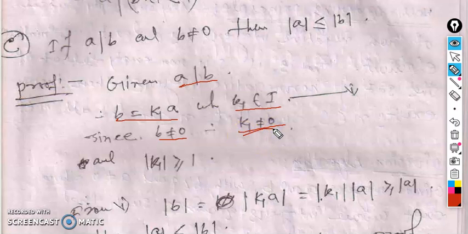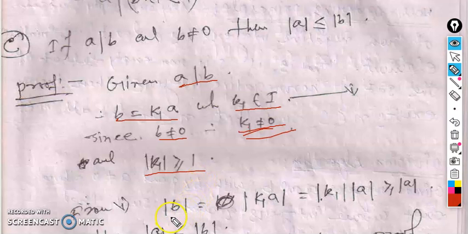Okay, the quotient should not be equal to 0. Here k1 represents the quotient, and it is not equal to 0. Since the quotient is not equal to 0, the modulus value of k1 should be greater than or equal to 1, because k1 is an integer and its value is non-zero. That means its modulus value should be at least 1.